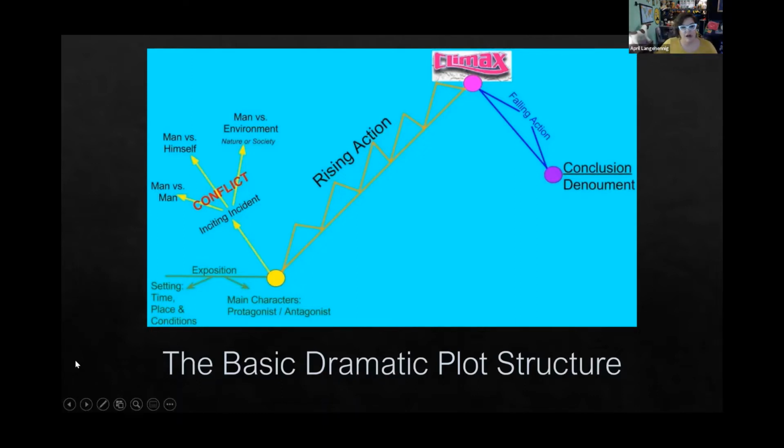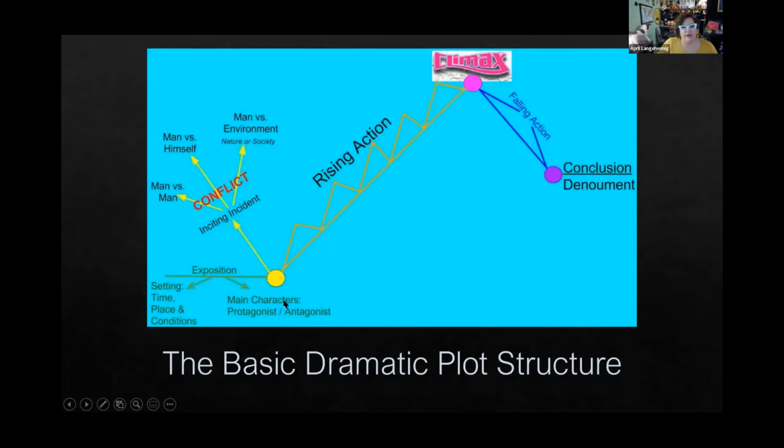So we start off in just everyday life. This is the exposition, not expedition. This is where we figure out the setting, the time, the place, the conditions. They're on the moon. It's 2092, and all the human race has tried to make it to Mars, and these people have been left on the moon or something like that, right?